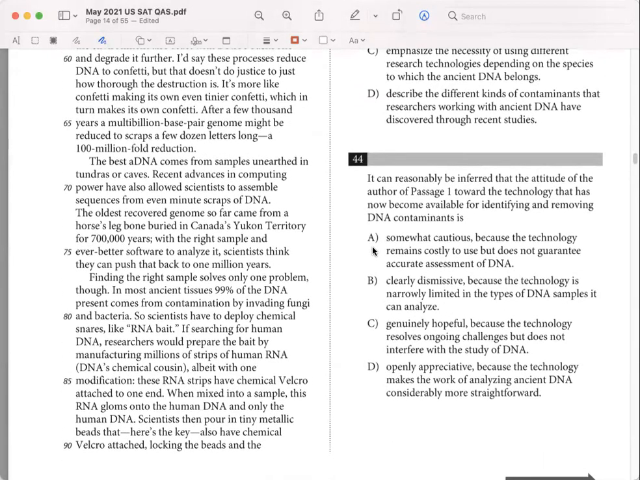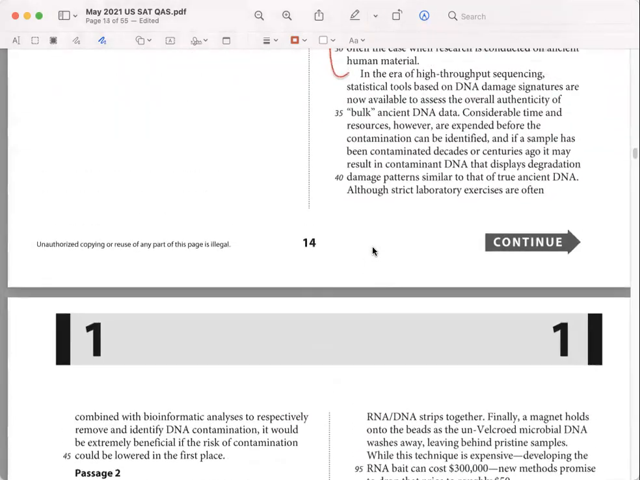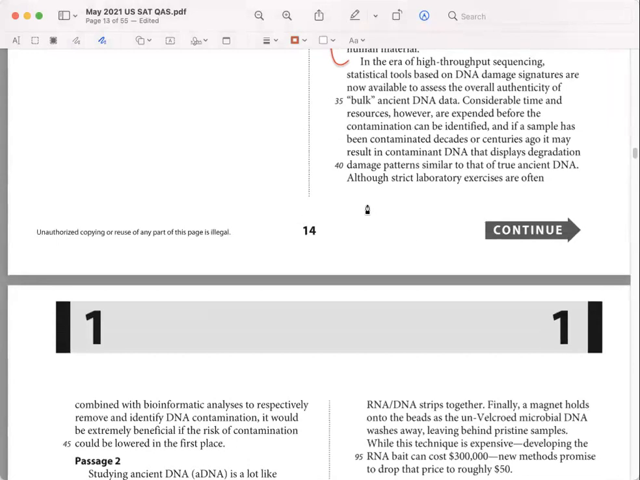44, it can reasonably be inferred that the attitude of the author of passage 1 towards the technology that has now become available for identifying and removing DNA contaminants is. So this is here, right? Considerable time and resources are expended before the contamination can be identified. And if a sample has been contaminated decades or centuries ago, it may result in contaminant DNA. So he acknowledges those technologies, but he says that they do require time and effort.